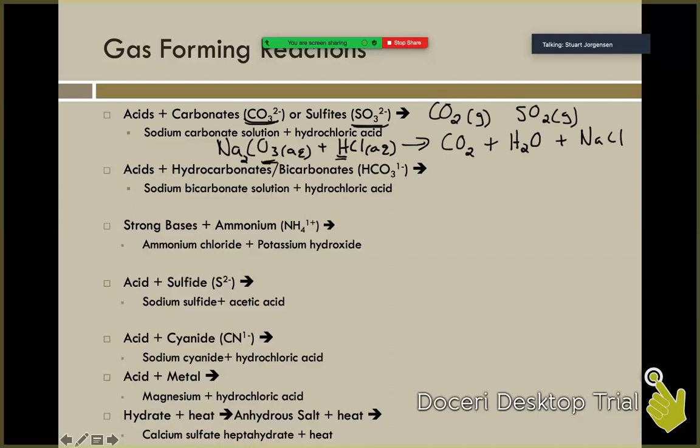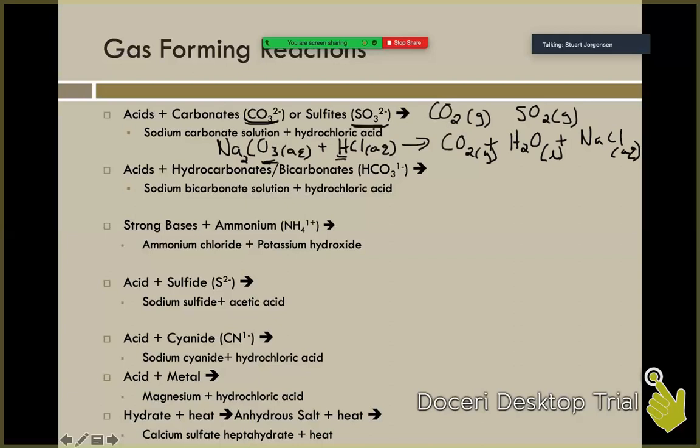So water, salt, and our CO2. The one we're going to see visibly is that gas. We're not really going to see the water form. And the salt we're not going to see because that's going to be an aqueous solution. Sorry, that was a little hard to read. CO2 gas, H2O liquid, and NaCl aqueous. Cool. Just an example as we start to think about our reactions, what we could see for our carbon dioxide or sulfur dioxide gases.